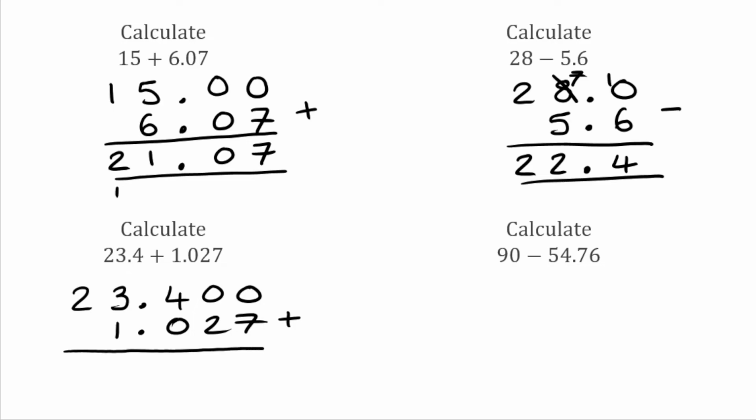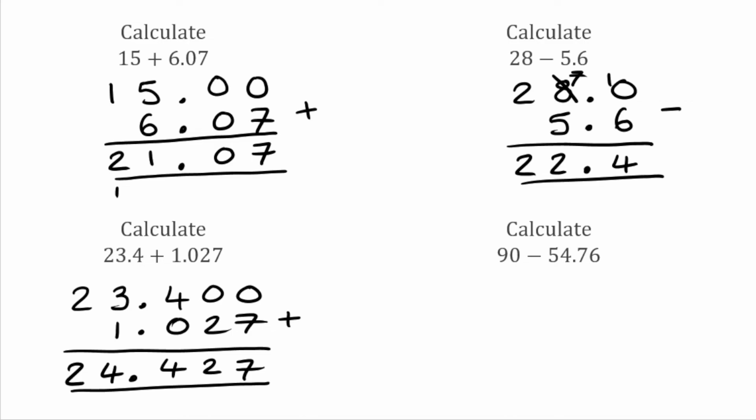0.027. So now again, adding from the right, we've got 0 add 7, which is 7, 0 add 2, which is 2, 4 add 0, which is 4, 3 add 1, which is also 4, and then 2 on its own, so 2 there. So the answer to this one would be 24.427.